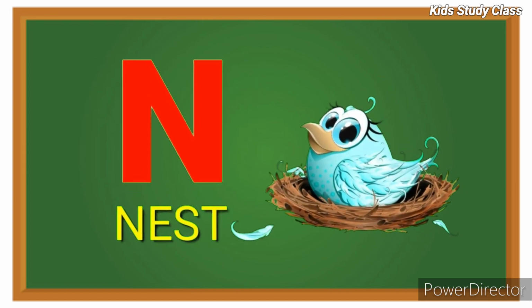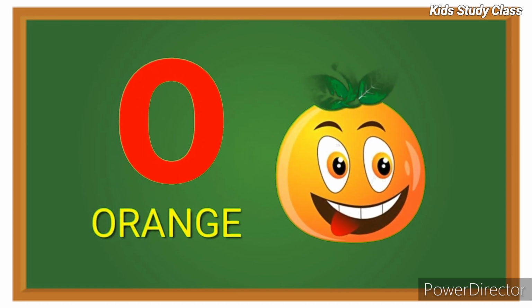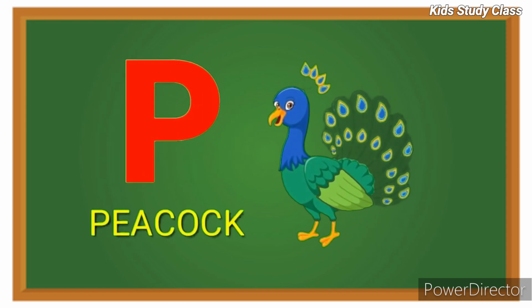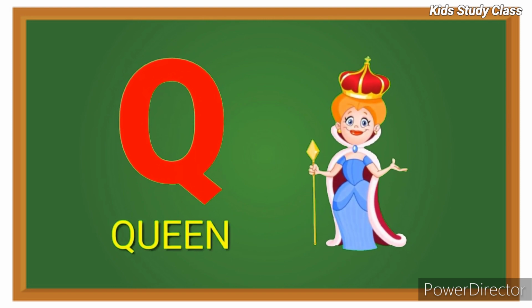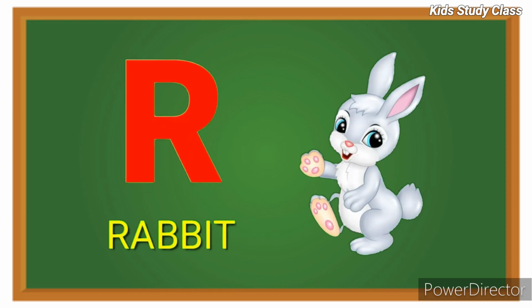N for nest. O for orange. P for parrot. Q for queen. R for rose.